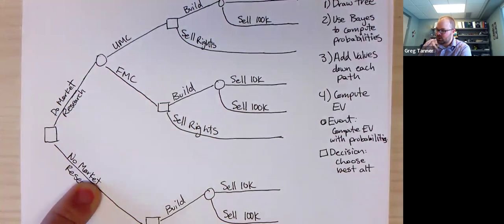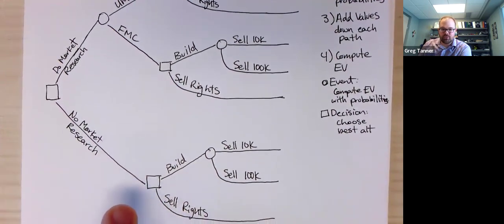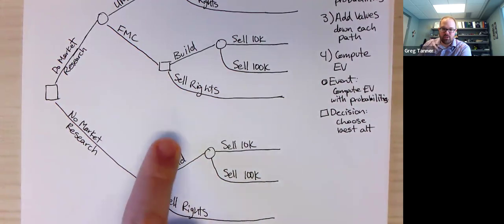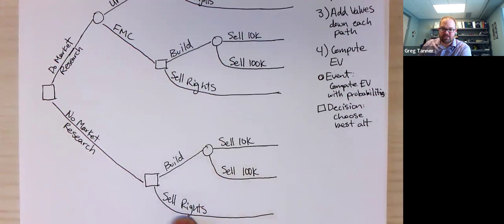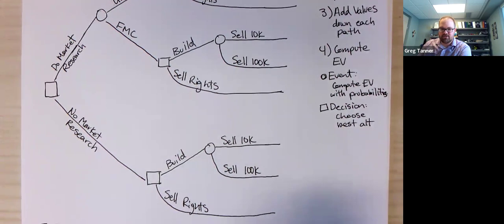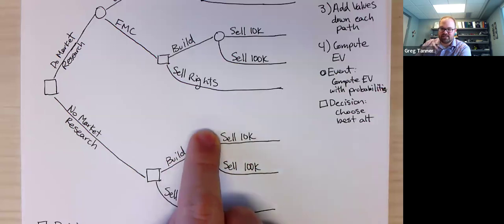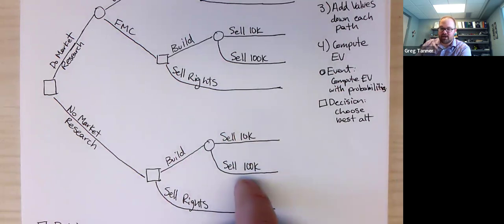And so we used a square to represent a decision node, and we're either going to go down one path or the other. If we choose no market research, then we don't get the additional information, and we have to make the decision on whether we want to build the computers or sell the rights. If we sell the rights, we're going to get 15 million either way. But if we build the computers, there's a difference in what happens. Either we sell 10K and we break even essentially, or we sell 100K, in which case we net a big profit.